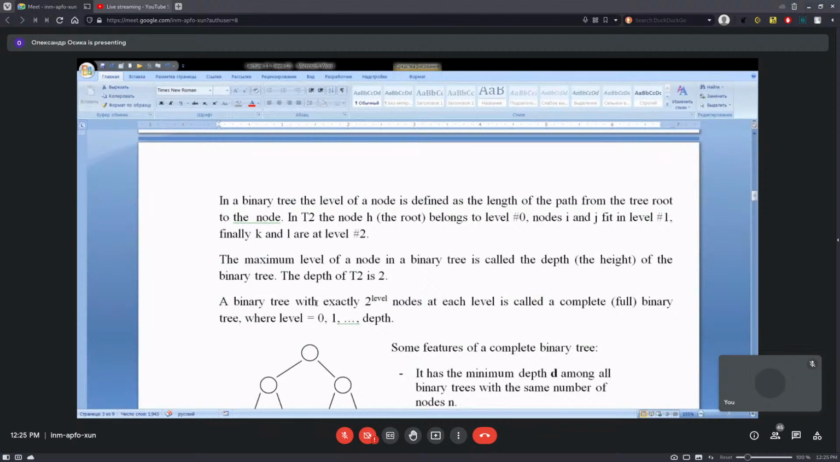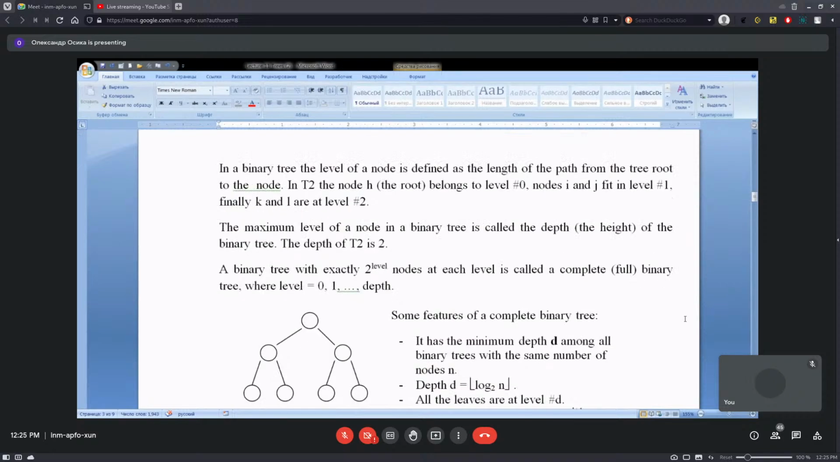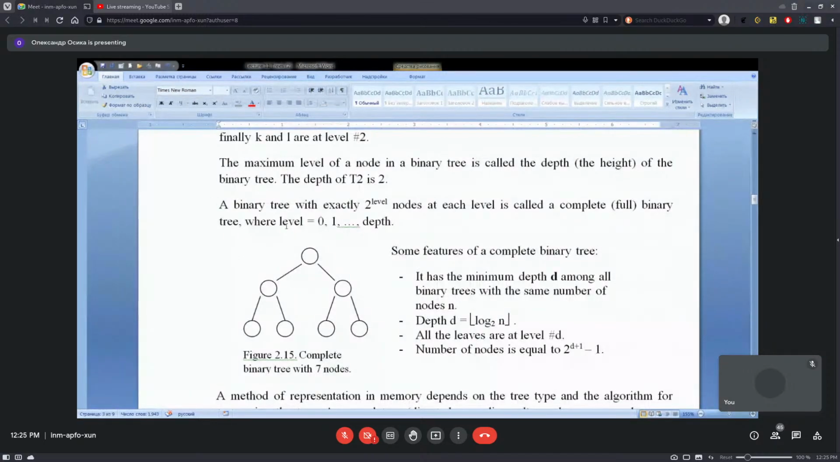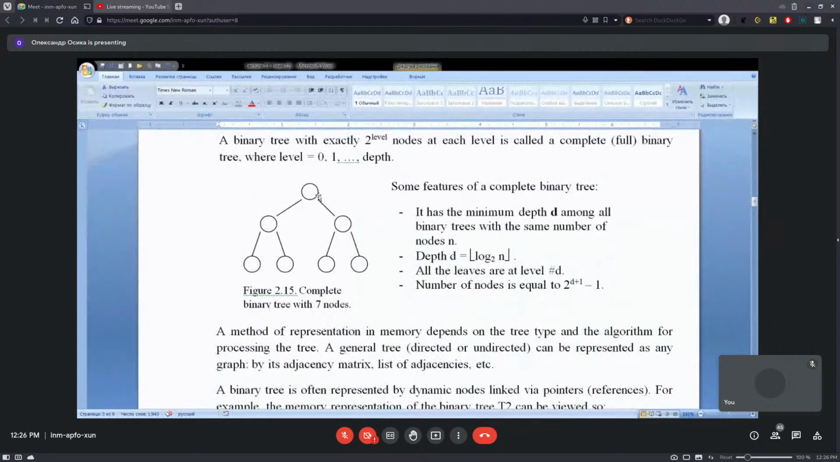A binary tree with exactly 2 to the power level nodes at each level is called a complete or a full binary tree, where level numbers are 0, 1, 2, up to the depth. For example, here, root, level 1, level 2.